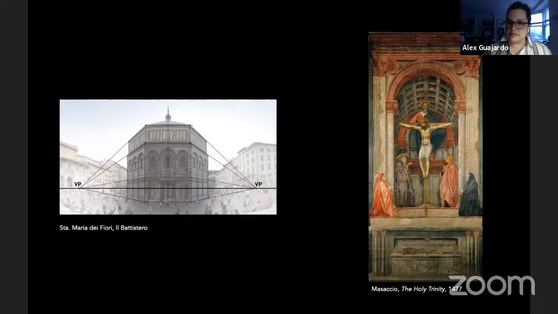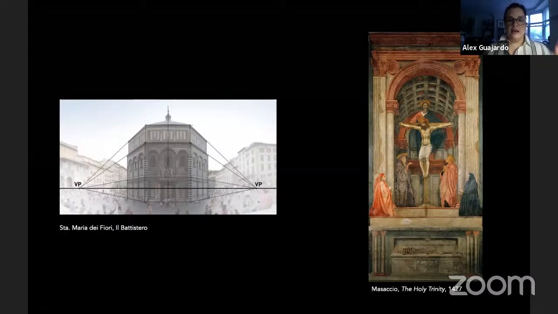One of the most important things, and one of the first developments in Western art history of really the first math and science kind of thing, is with Filippo Brunelleschi, who designed the famous Duomo and Baptistry in Florence, Italy. He was really the father of Renaissance architecture and the father of what we now know as linear perspective.